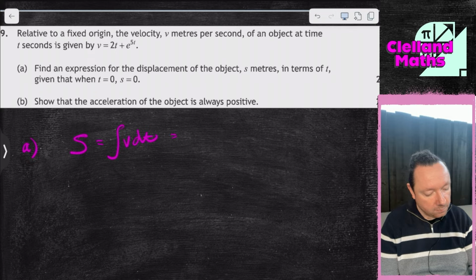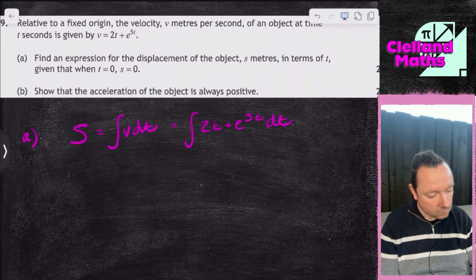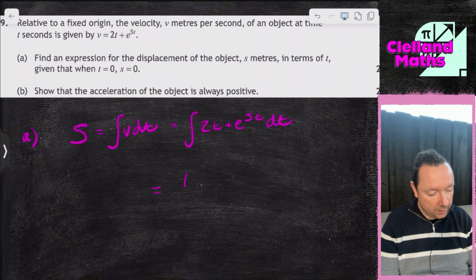So I need to integrate velocity, which is 2t plus 5 e to the 5t dt. 2t is obviously add 1 to the power, t squared, divided by the power. E to the 5t is still e to the 5t, but then times a fifth. But then you've got plus c.